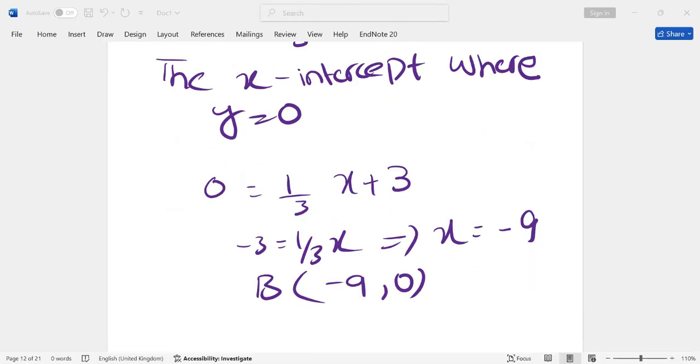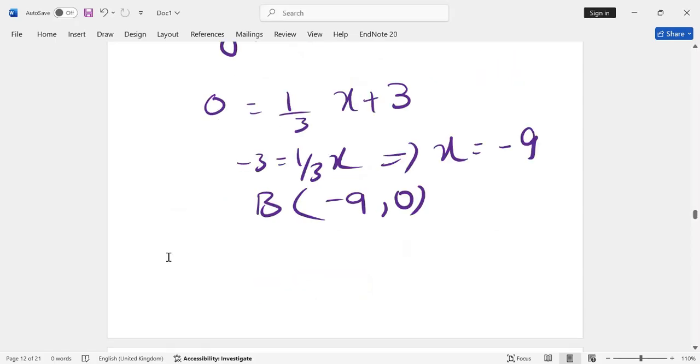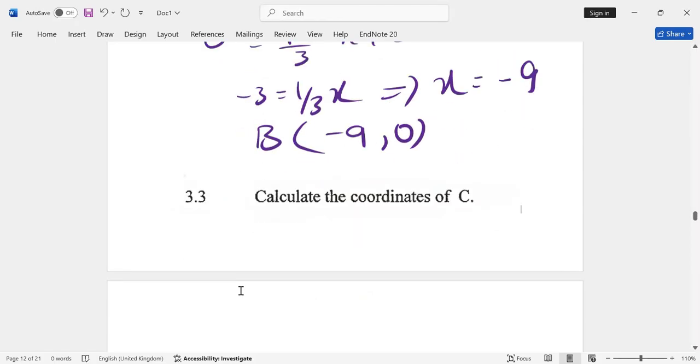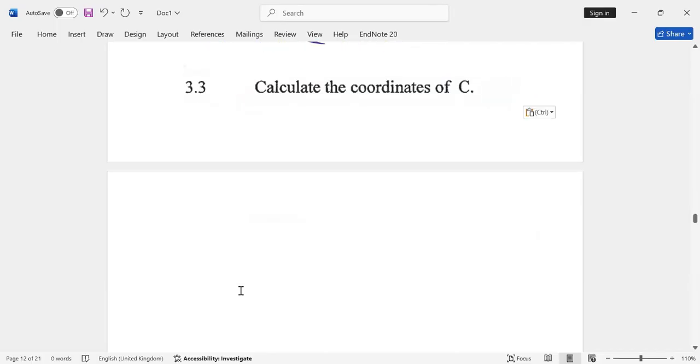We needed to find that out. So, moving to the next question, question number 3.3. Calculate the coordinates of C. The line AC has equation y equals 2x minus 2, and B and C are the vertices of the triangle. So we have to calculate the coordinates of C.